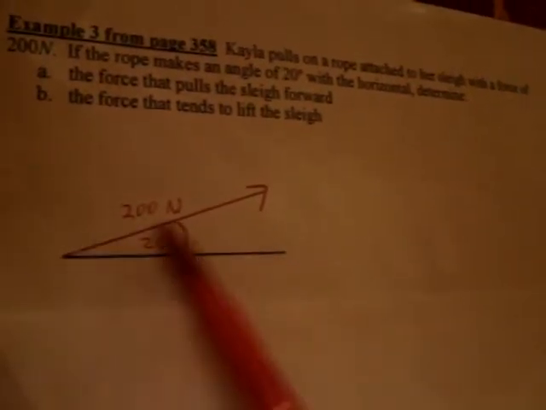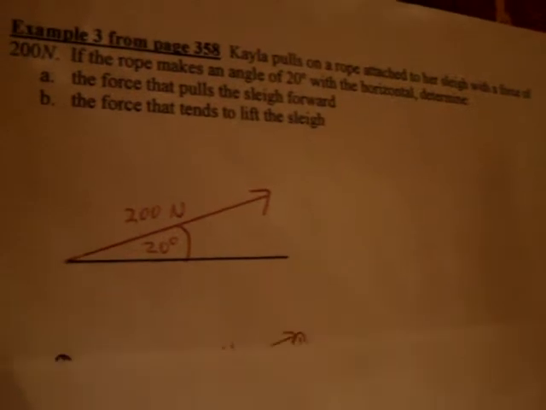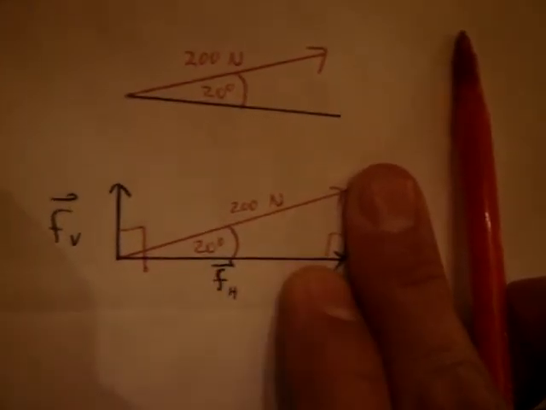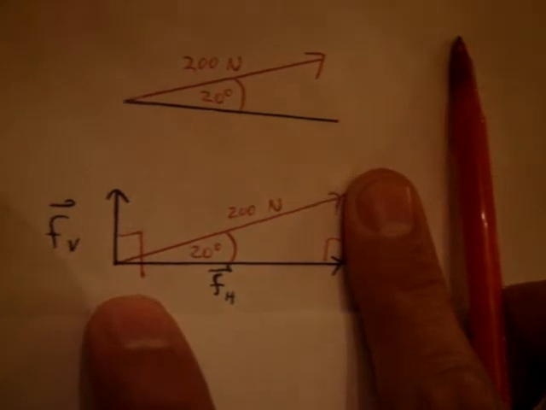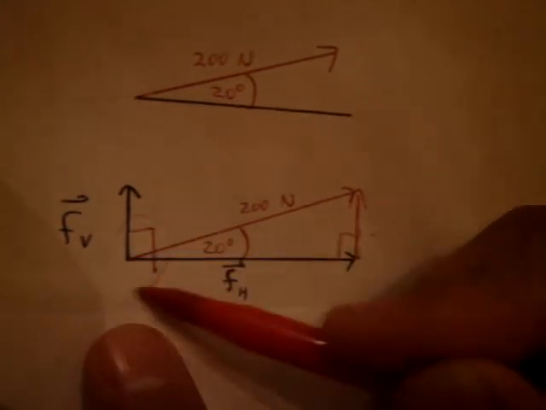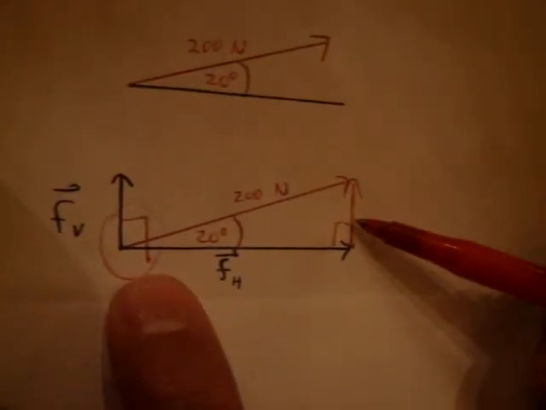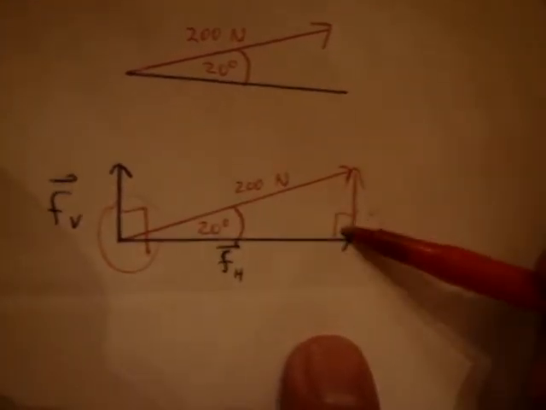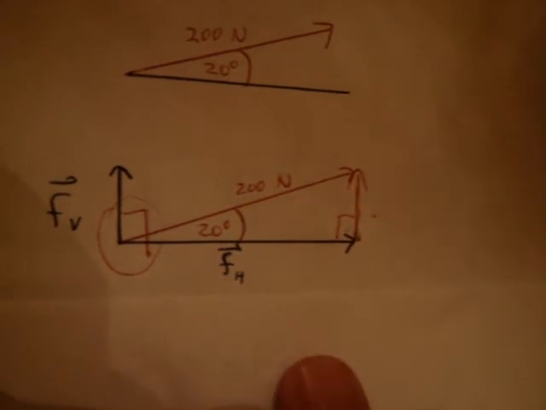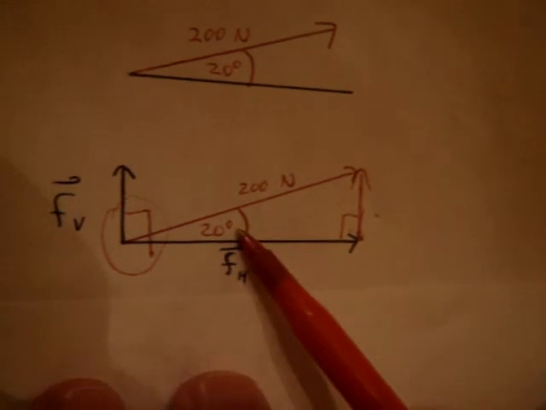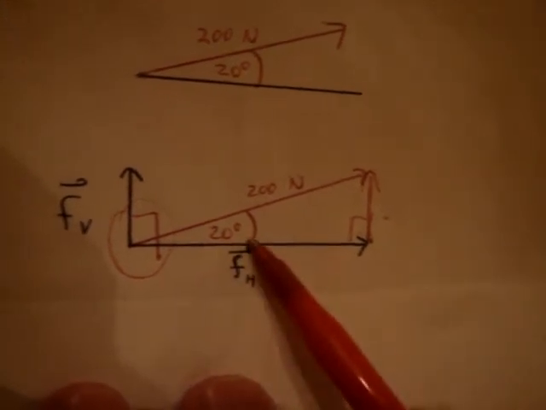Here's the horizontal, and Kayla's pulling at an angle of 20 degrees with it. Well, we're going to write this out describing our horizontal component and our vertical component of that force. Now clearly horizontal and vertical have an angle of 90 degrees in between them, so we're okay there. But when we move this vertical force over here, we see that there's an angle of 90 degrees there as well.